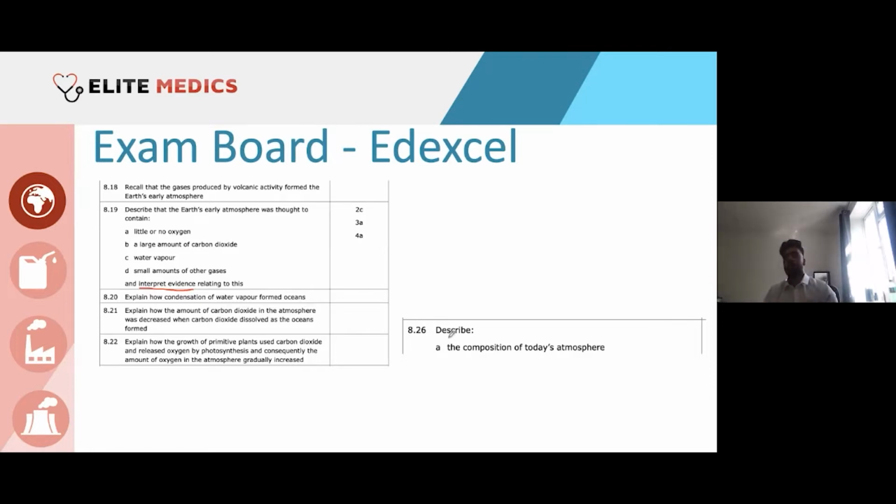So you can see that across the board, regardless of what exam board you're doing, it's very similar content that you need to know. And this is not limited to just AQA, OCR, and Edexcel. This is also for WJEC, Cambridge GCSE, etc.